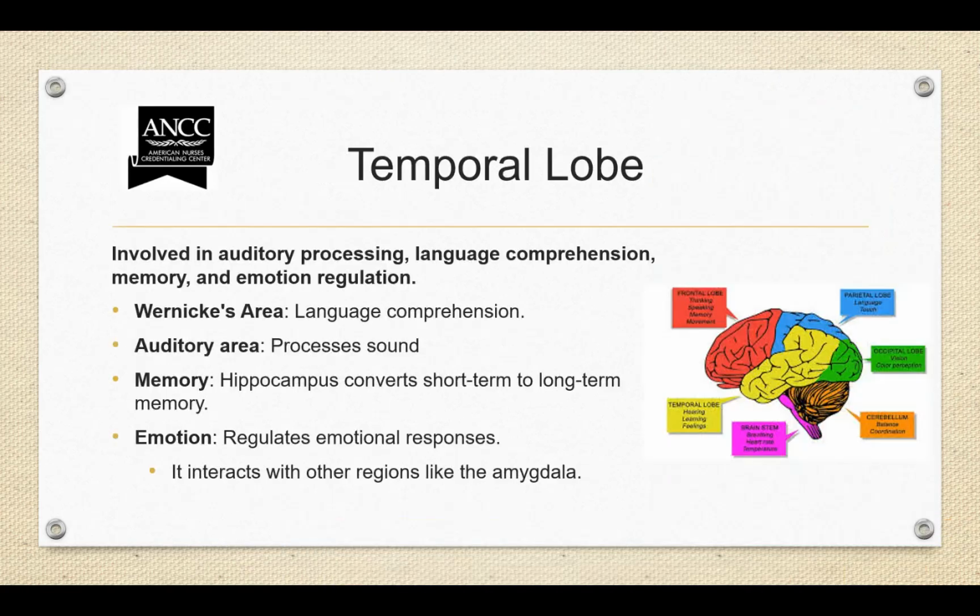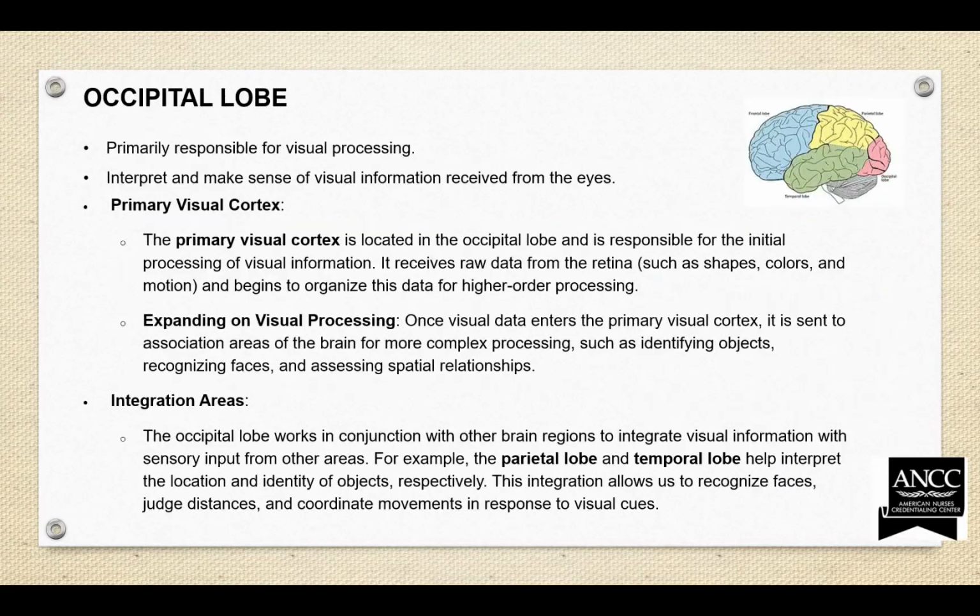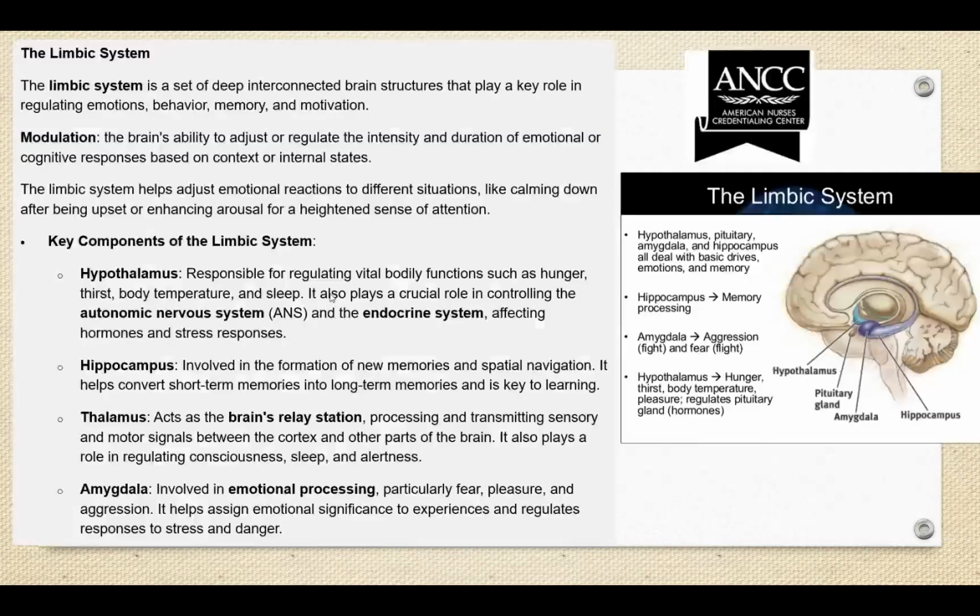Right? The temporal lobe, you need to know the different areas. Again, this is just memorization. Okay. You need to understand the hippocampus is involved in the formation of new memories. The amygdala is involved in emotional processing, particularly fear. Okay. The limbic system, you need to memorize this.